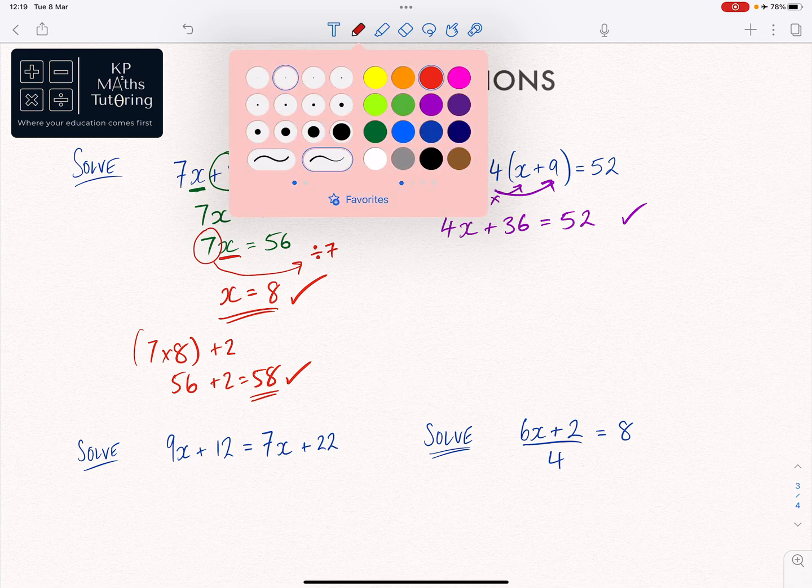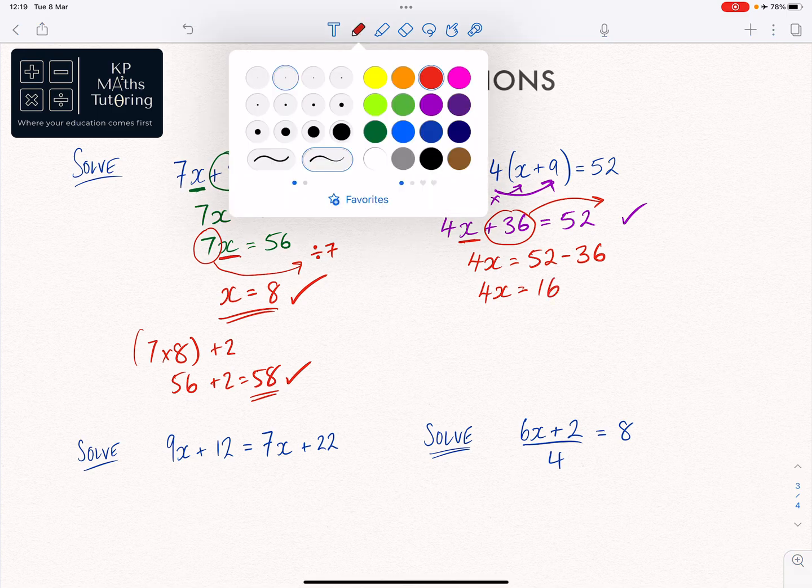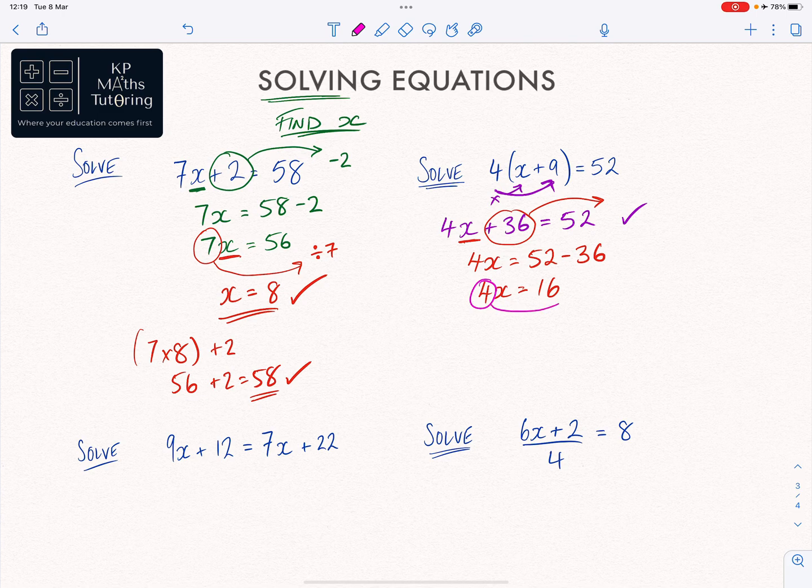Now, from here, I'm still trying to get x on its own. So the plus 36 goes over this side here, and you're doing 4x is equal to 52 minus 36. So 4x is equal to 16. And then final step is to get rid of the 4 there, as we just did a minute ago. And this becomes a divide by 4, because on this left-hand side it's a times by 4. So 16 divided by 4 is 4.